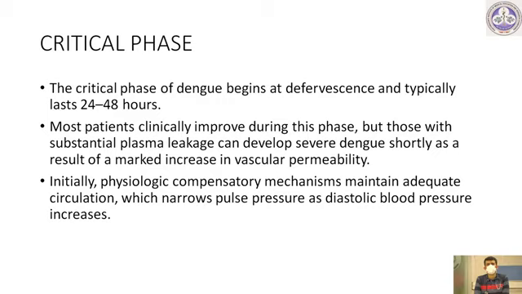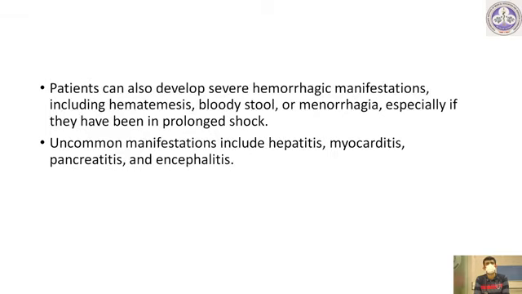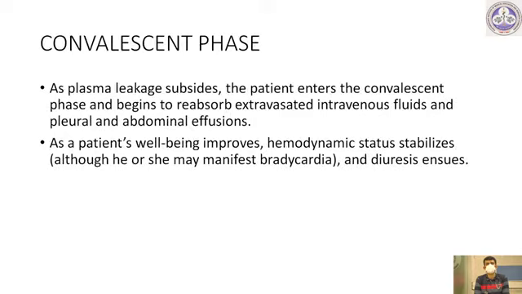Initial physiological compensatory mechanisms maintain adequate circulation, however, which narrows the pulse pressure as the diastolic blood pressure increases. So in the critical phase, to counteract the capillary leak, which has caused decreased intravascular volume, the diastolic blood pressure may increase as a compensatory mechanism, which may lead to a fall in the pulse pressure. Patients may also develop severe hemorrhagic manifestations in the critical phase, including hematemesis, bloody stools, menorrhagia, especially if they have been in prolonged shock. Uncommon manifestations in this phase include hepatitis, myocarditis, pancreatitis, and encephalitis.